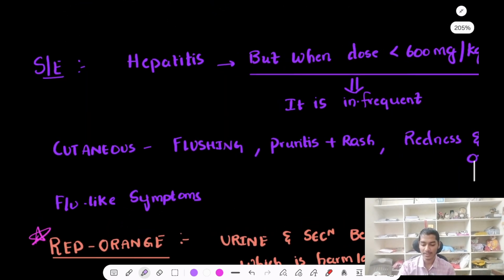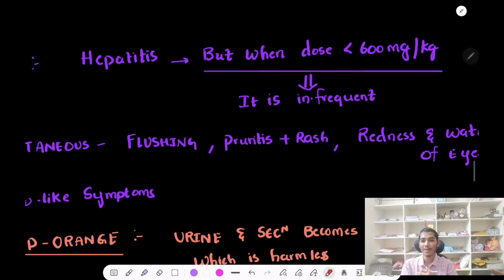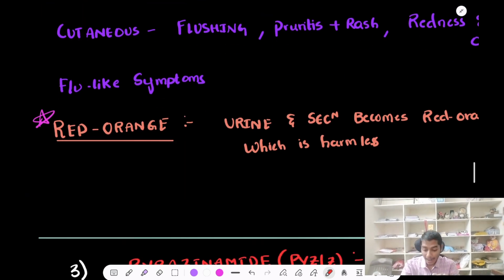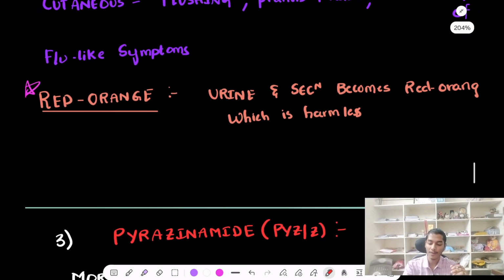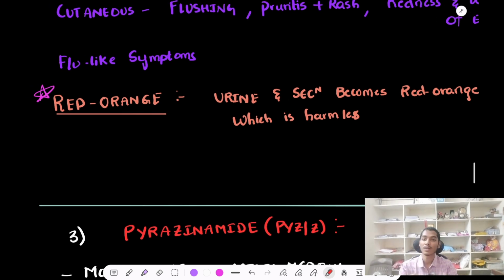So what are the side effects of this? There are common side effects like hepatitis. When the dose is less than 600 milligram, this side effect is infrequent. And we have cutaneous flushing, flu-like symptoms, and the most common and most favorite side effect of examiners is a red orange discoloration of the secretions like urine and eyes. So definitely in your MCQs or in Viva, they will ask about this. We need to inform the patient that no worries, it's just a normal thing, it doesn't harm you. So we need to tell them that there is a discoloration of the urine and other secretions. That is our responsibility, to inform the patient regarding that, right?